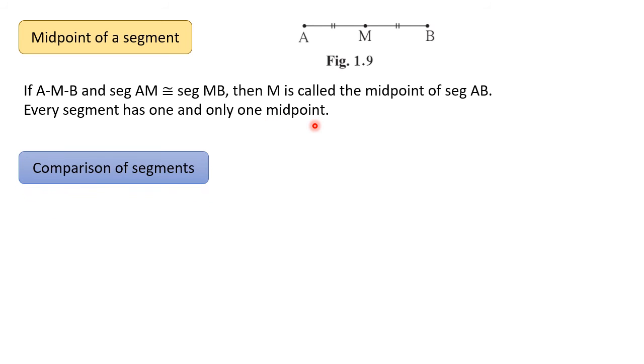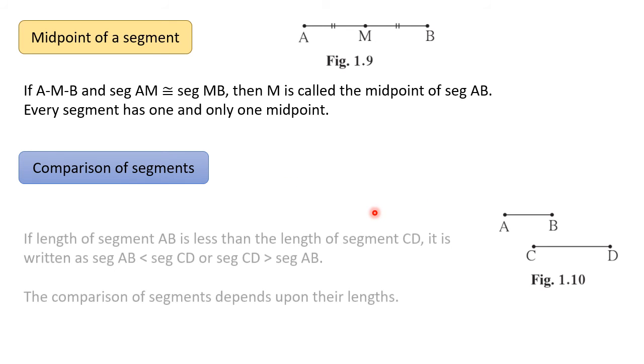Moving forward, let us understand comparison of segments. What is comparison of segments? If there are two segments given, here you can see in the diagram segment AB and this is segment CD. Now if you see both of the segments, can you tell from the figure which segment is shorter? Segment AB, right? Because by looking at it, you can see that the length of AB is smaller than the length of CD. So how do we do comparison? By looking at the length, by measuring the length.